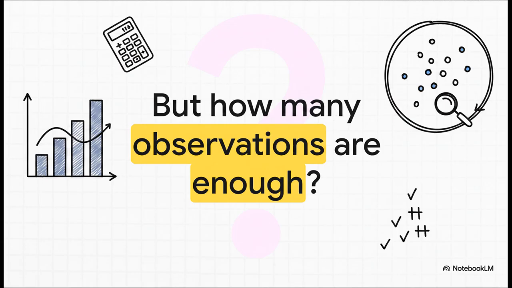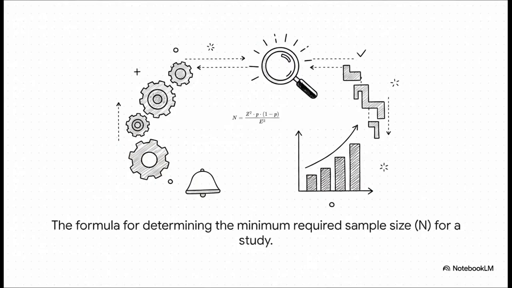100? 1,000? 10,000? Well, the good news is you don't have to guess. The answer comes from good old-fashioned statistical rigor. And here it is, the engine that drives that rigor. Now, I know this formula might look a little intense at first, but stick with me, we're going to break it down. This is what lets us figure out the precise number of observations we need to be confident that our results are statistically sound.